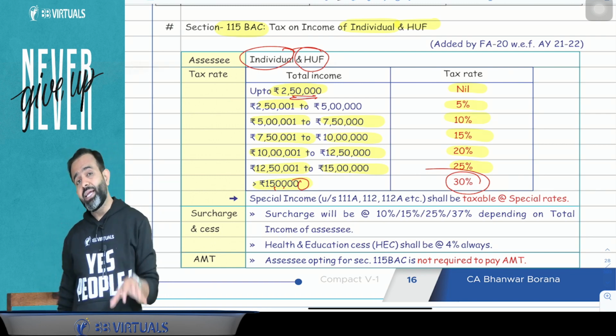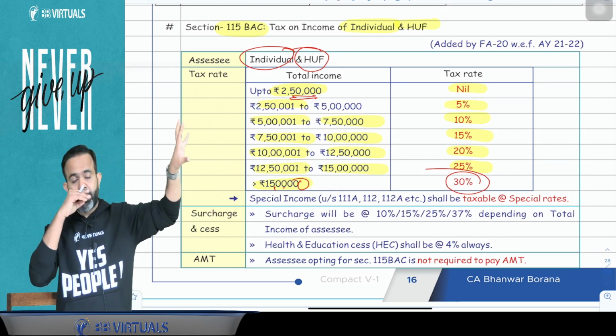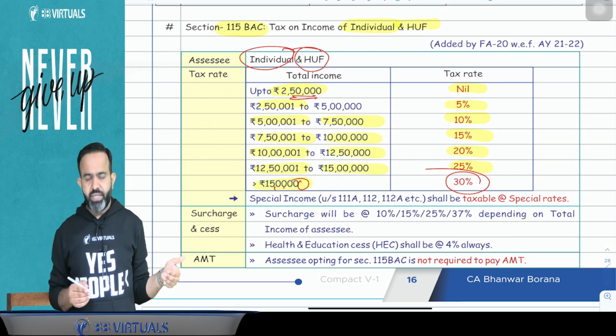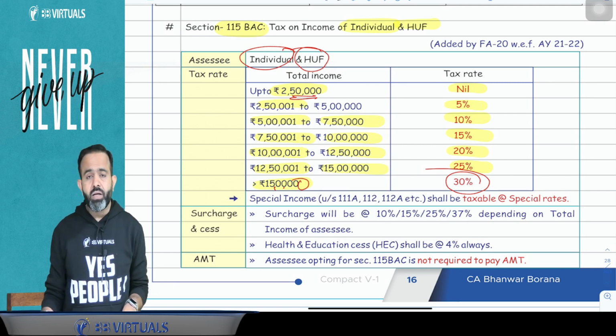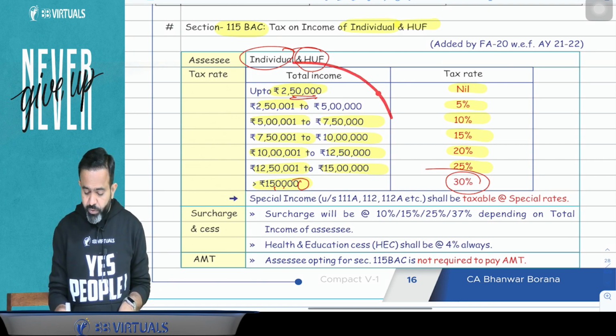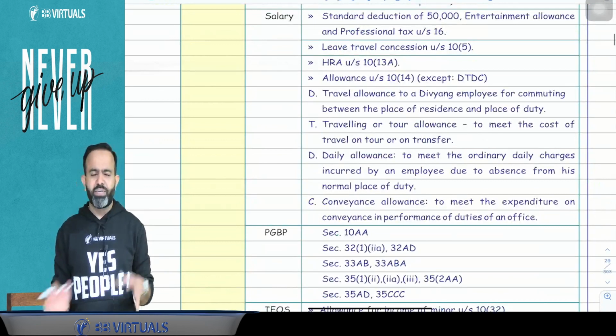But guys, if any individual or HUF opts for this section, the new taxation regime, then AMT is not applicable. AMT means alternate minimum tax. That alternate minimum tax topic is not applicable. But guys, if the assessee follows this section, then they have to surrender some benefits. What type of benefits they have to surrender, we will discuss head-wise.